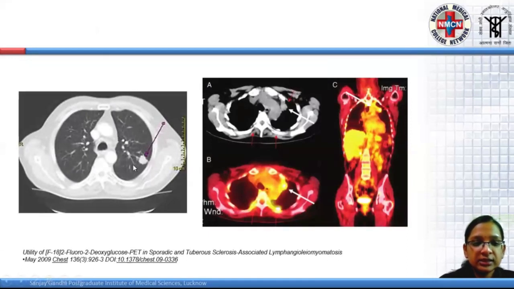So in the CT, in the lung window, we can see a solitary nodule present in the left lower lobe. And in the PET-CT also we can see the uptake.